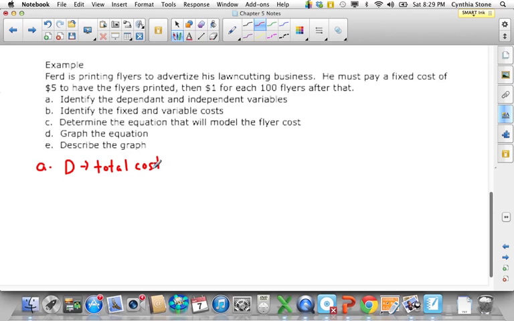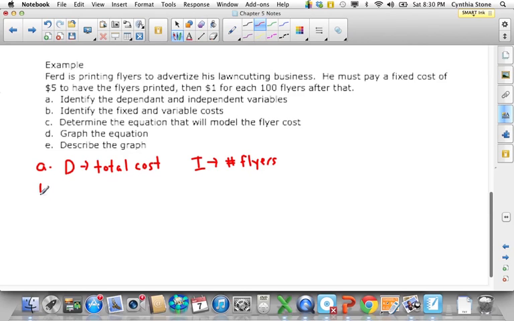So the part that he must pay is the dependent variable. Independent is going to be the number of flyers. Let's think this through, okay? The total cost is completely dependent on how many flyers he buys. So total cost is dependent, number of flyers is independent.